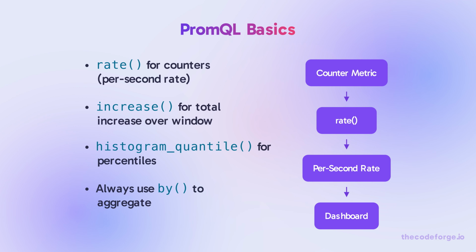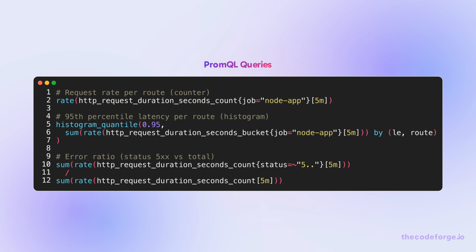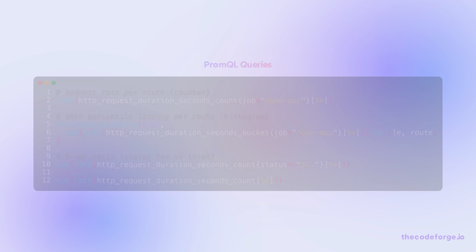PromQL is the query language that turns stored metrics into insights. Rate gives you requests per second from a counter. Histogram quantile calculates percentiles from histogram data. These queries give you request rate, 95th percentile latency, and error ratio. Notice the by clause in histogram quantile. Without it, you get one value for your entire app.